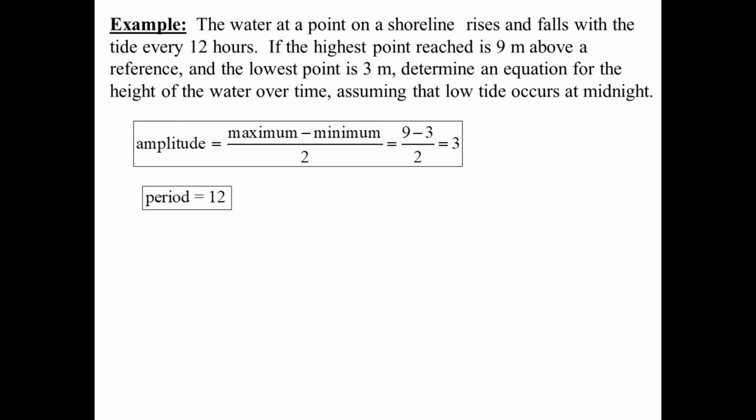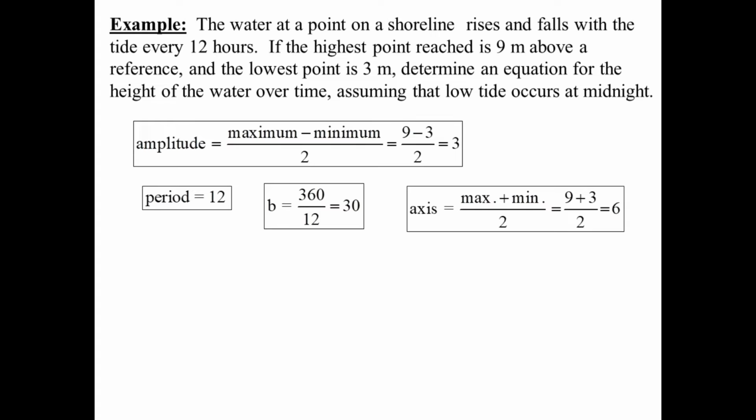But since we're looking for an equation, we know that period doesn't show up in the equation, B does. And B is 360 divided by P, 360 divided by 12. So we have B equals 30. And finally, we want the shift. That means the axis of the curve, which is max plus min over 2. 9 plus 3 over 2, 6.